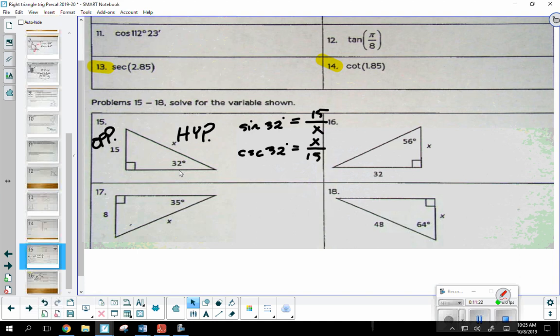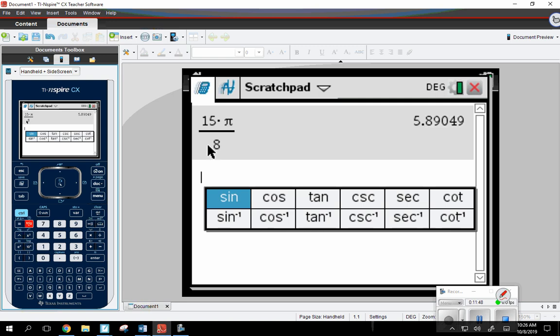Okay. Now, either one is going to give me the exact same answer, but typically people tend to want to use the trig function where your x, your unknown, is in the numerator. Because then all I have to do is what? All I have to do is just multiply through, and that's easy. You'll just have to do one extra step if you have the sine equation. Okay. So in this case here, 15 cosecant of 32.